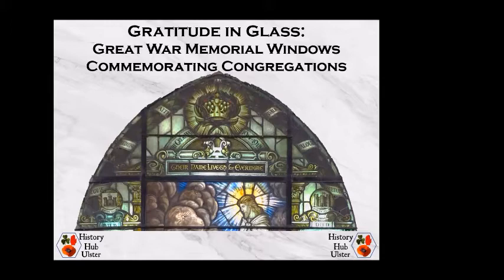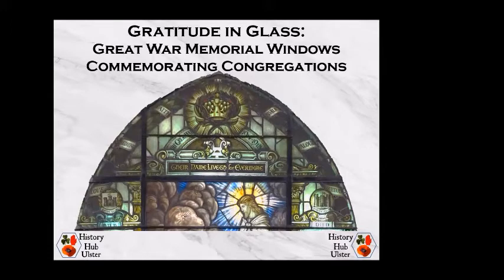To date, I have identified over 70 war memorial windows that commemorate service and sacrifice by members of different congregations. Over 40 of these windows commemorate the First World War, and that's what we'll be focusing on today, primarily because I found it was just too difficult to choose and mix in both wars. I do intend to do another one of these sessions which will look at Second World War memorial windows.